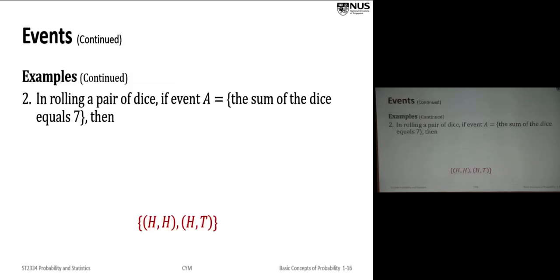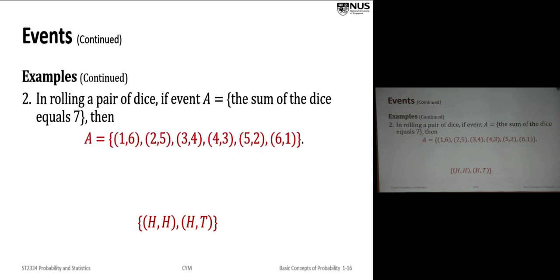So in this second example, rolling a pair of dice, the sum of the dice equal to 7. So these are the possible outcomes that give you the sum equal to 7. Altogether 6 of them.